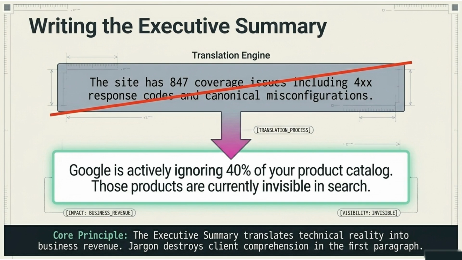When writing the executive summary, translate technical reality into business revenue. Jargon destroys client comprehension. Instead of listing technical issues, state the business impact, such as Google ignoring a percentage of the product catalog.